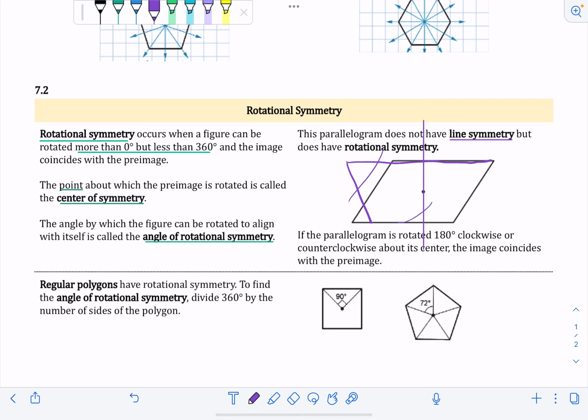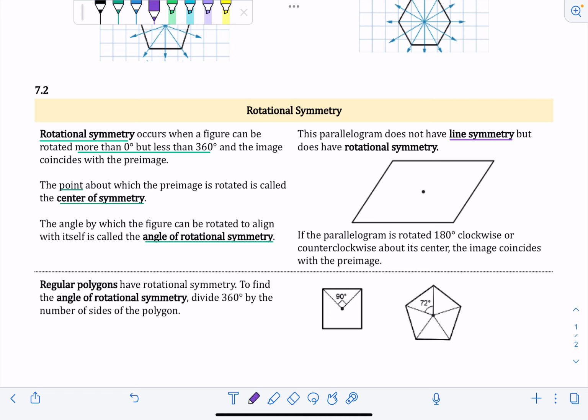So it would be like this if I reflected it over that line. If I did a horizontal line of reflection and I flipped it over that line, then it would look something like this. So there's actually no line that we can reflect over, even a diagonal. It just doesn't work with a parallelogram, at least this one. But it does have rotational symmetry.